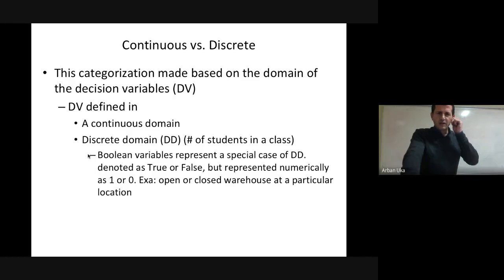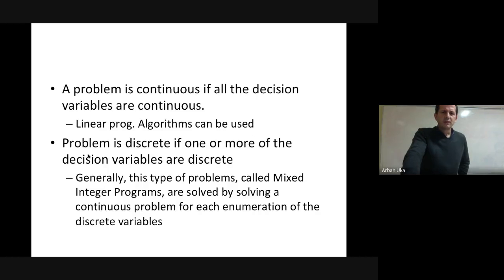A discrete domain is the same way we define Boolean variables, which represent a special case, let's say a grade, but it can be represented numerically with a specific assigned value. So if it is the number of students, it's going to be a discrete domain. If it is continuous, you can find any value on the real number space. And the problem is continuous if the decision variables are continuous.